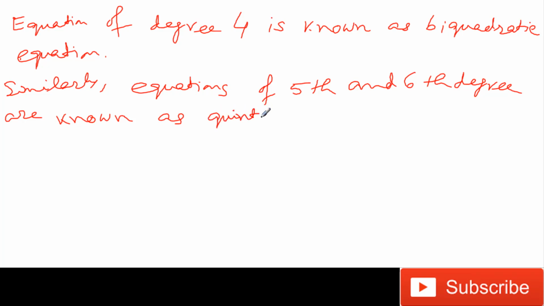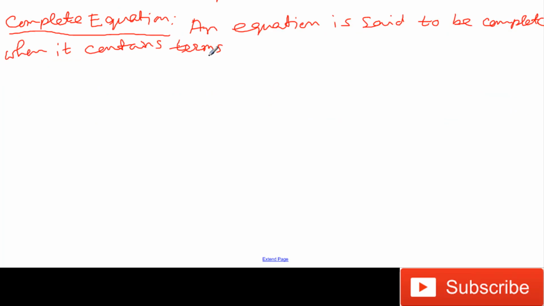An equation of degree 4 is known as a biquadratic equation. Similarly, an equation of fifth degree is known as a quintic equation, and an equation of sixth degree is known as a sextic equation.